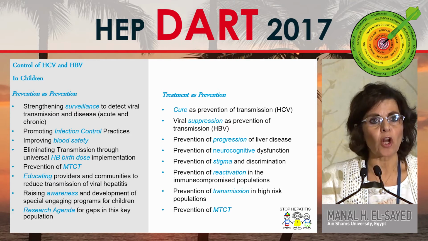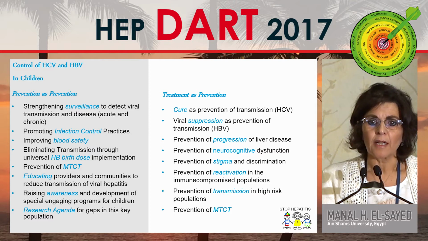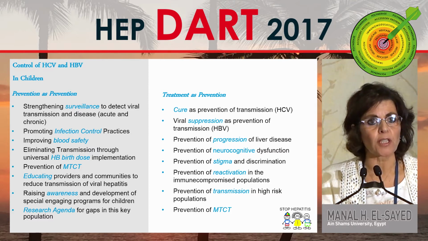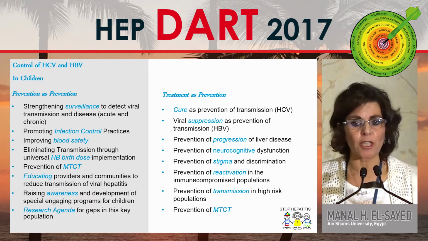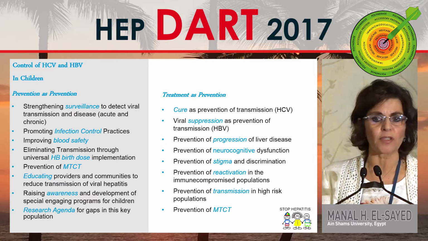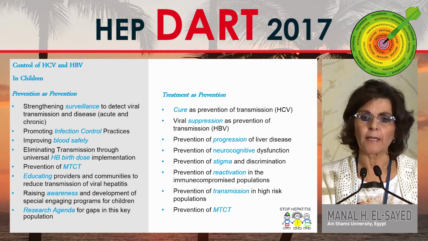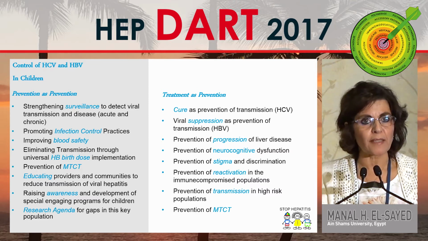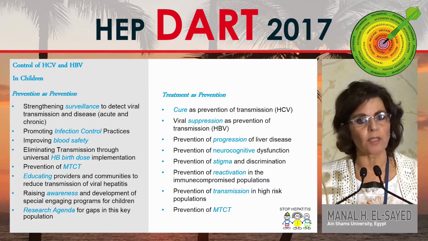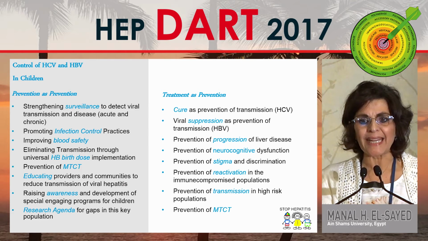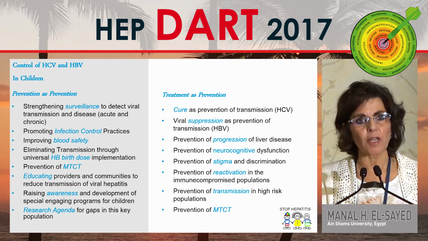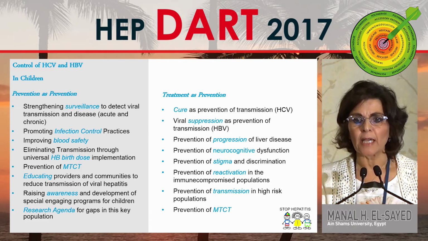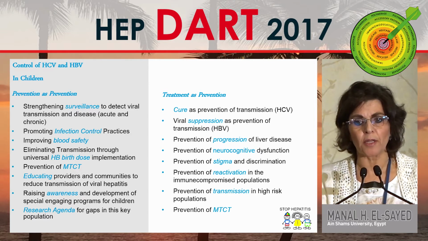So we need to control hepatitis B and C in children. I think I made my case. We need 2 strategies. First, prevention. And prevention as prevention, strengthening surveillance to detect viral transmission. We're not doing this. Promoting infection control practices, particularly in low-middle income countries, improving blood safety, eliminating transmission through universal hepatitis B birth dose implementation. We're still not doing this.